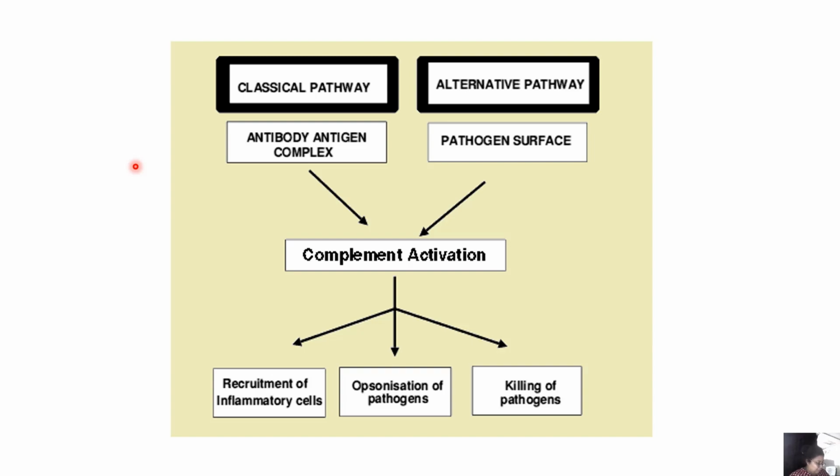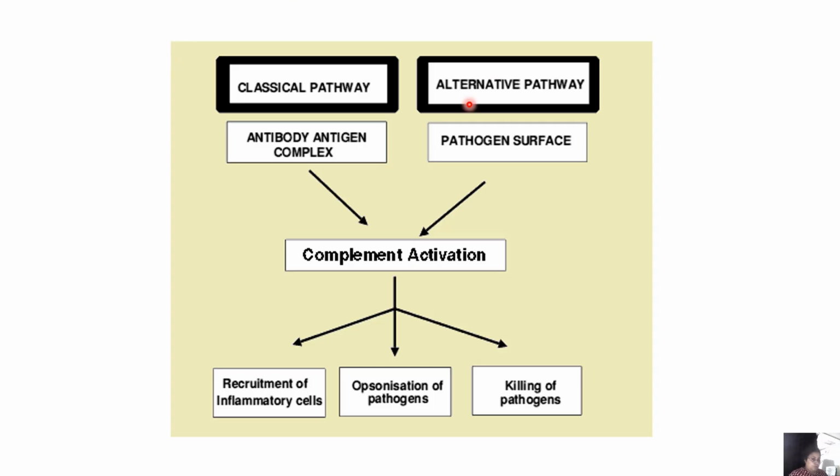IgG or IgM antibodies bind to bacterial surface antigens. Now the C1 complex, C1q, C1r, C1s, binds to the Fc region of the antibodies. It starts the activation cascade like C4 to C4b, C2 to C2a, and that gives rise to the formation of C3 convertase and the massive cleavage of C3 into C3a and C3b.